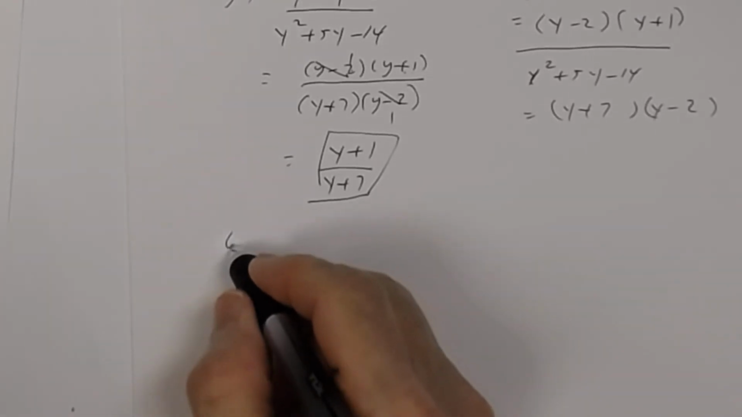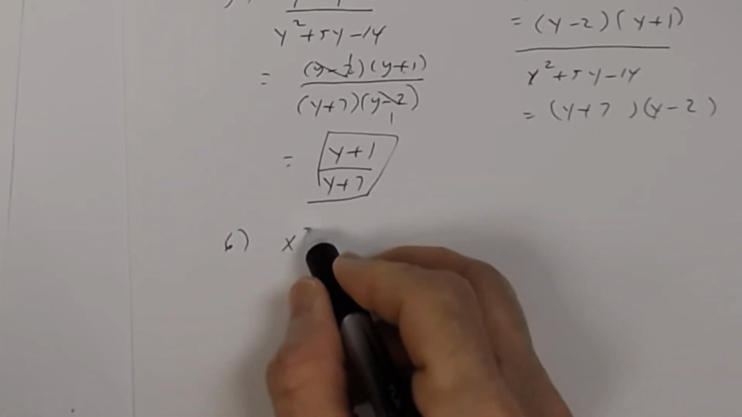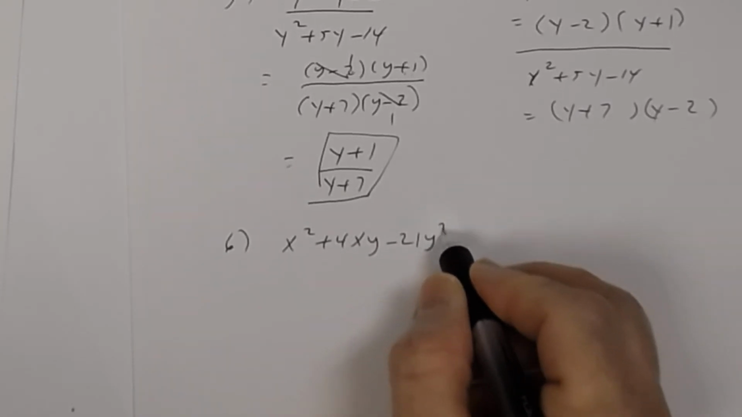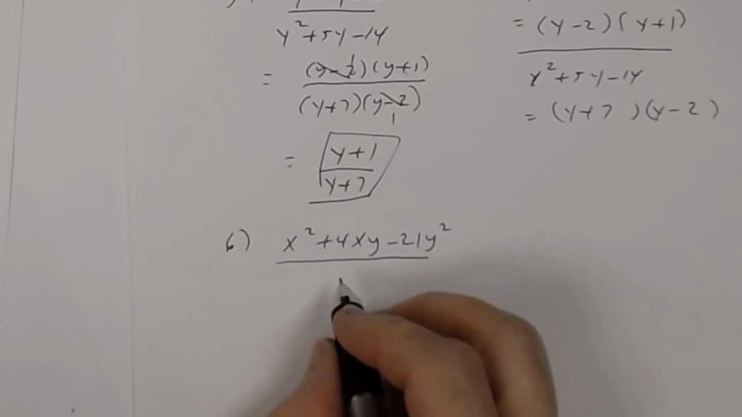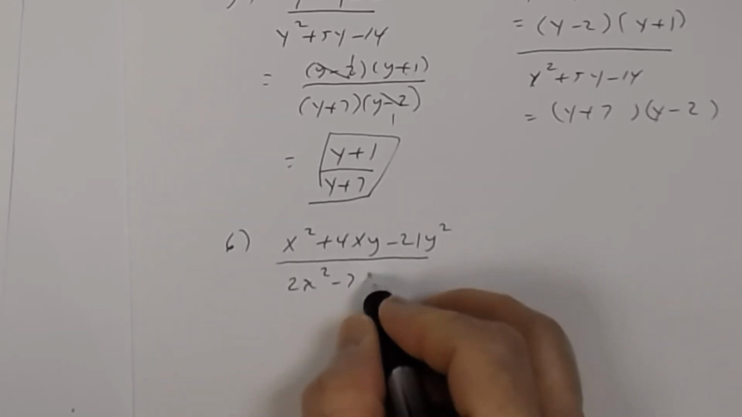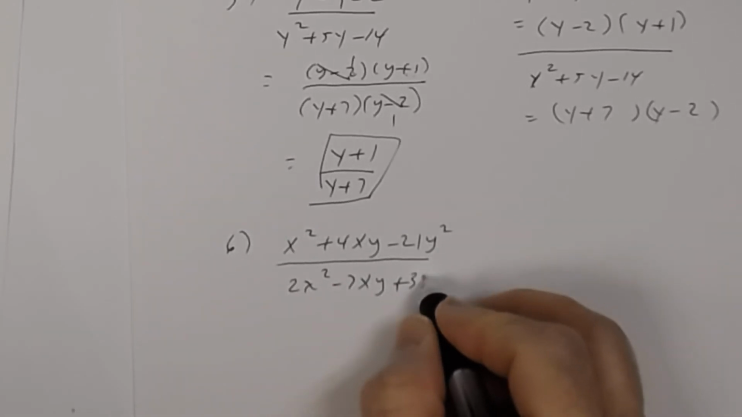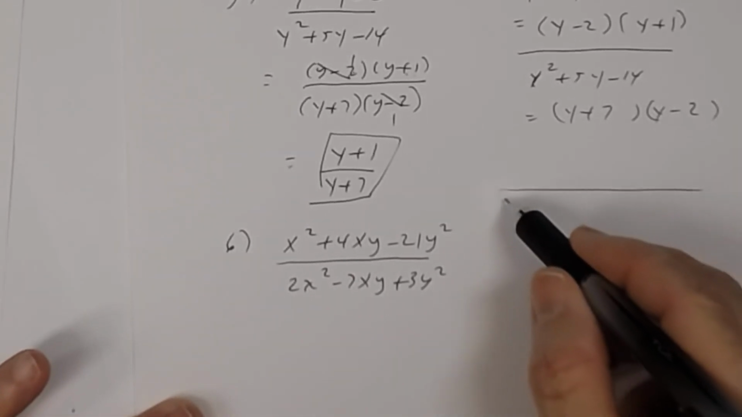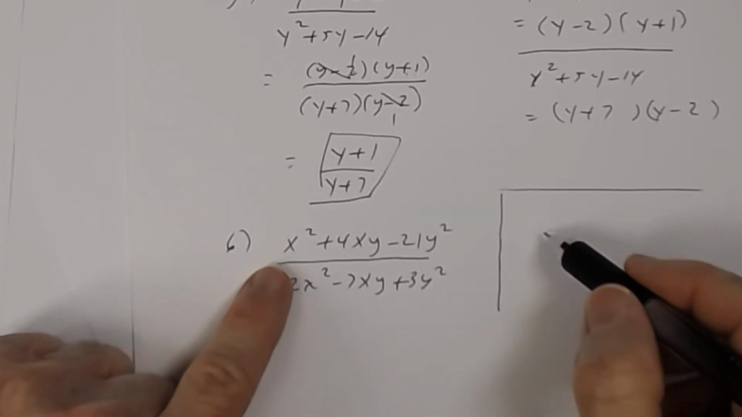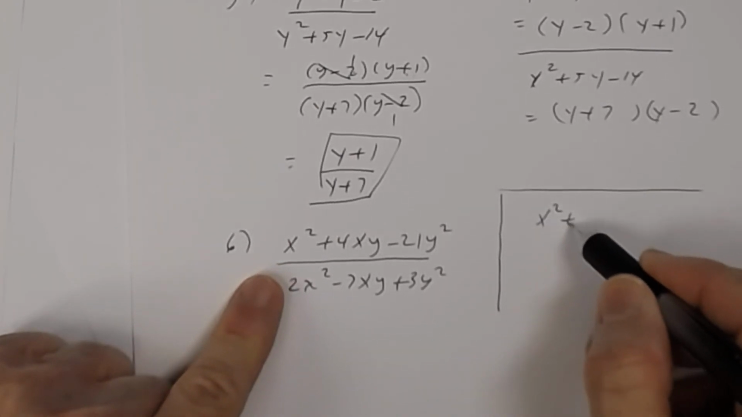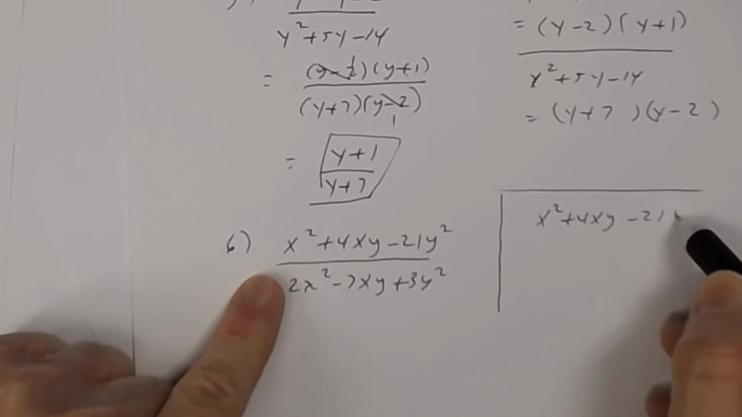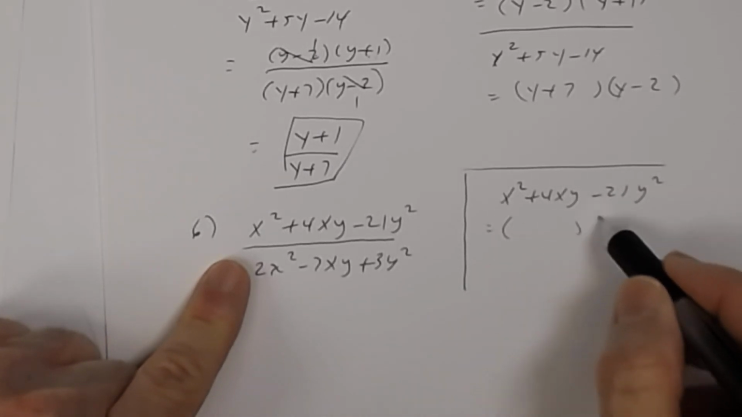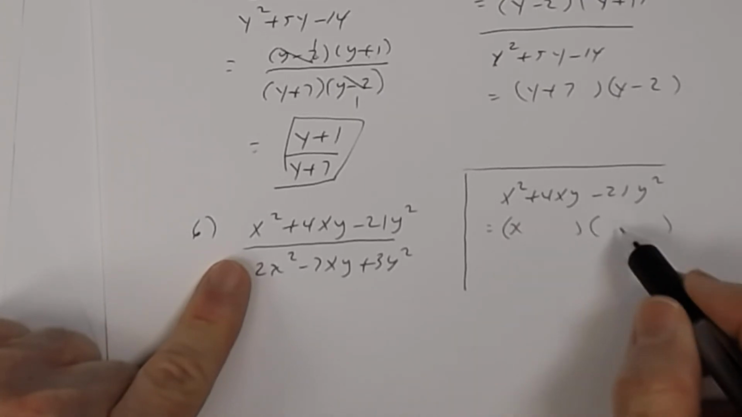And so number 6. Number 6, we have x squared plus 4xy minus 21y squared divided by 2x squared minus 7xy plus 3y squared. If I go off to the side and factor the numerator, x squared plus 4xy minus 21y squared, notice there are two variables here, so remember you have to be careful with that. Some of you forget about that other variable.